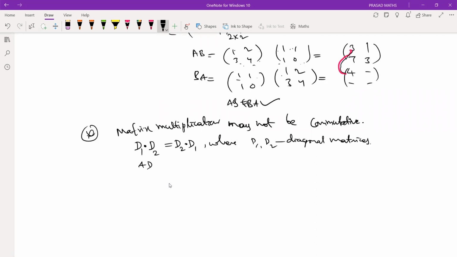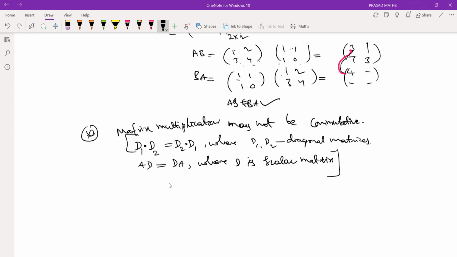Of course, you can take any A and D: A into D and D into A are also commutative, where D is a scalar matrix. You can check it by taking the simplest example. These are some special cases.